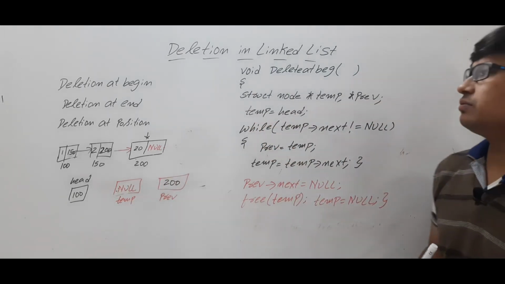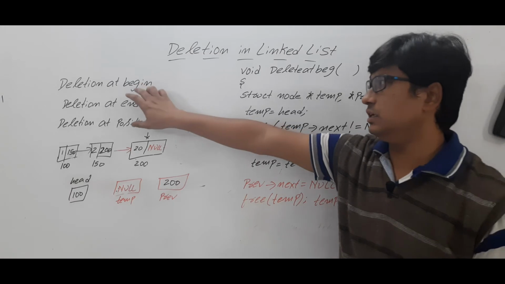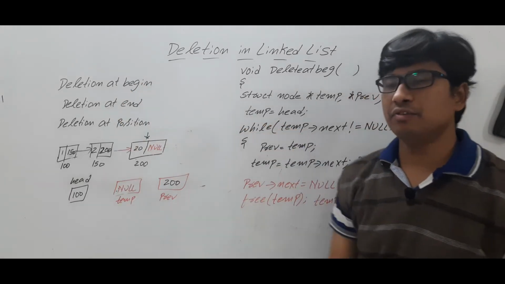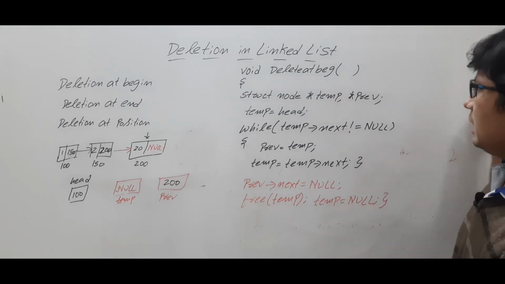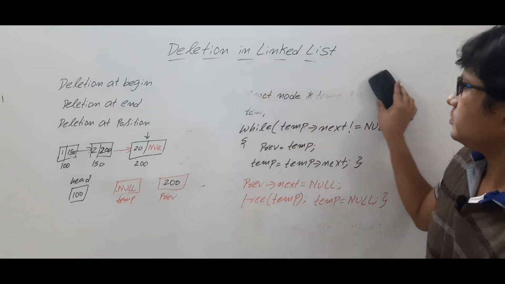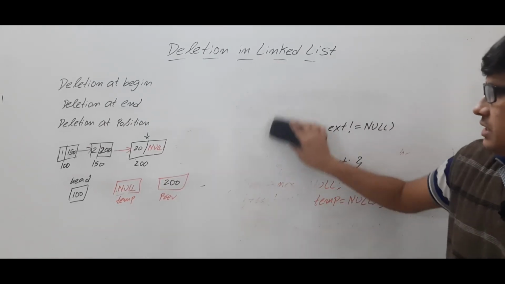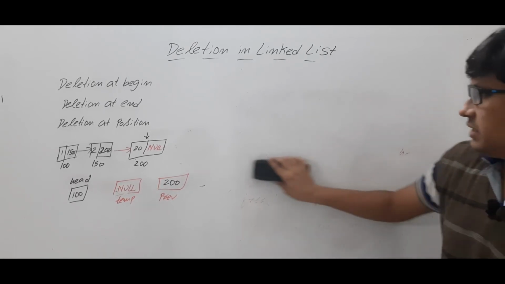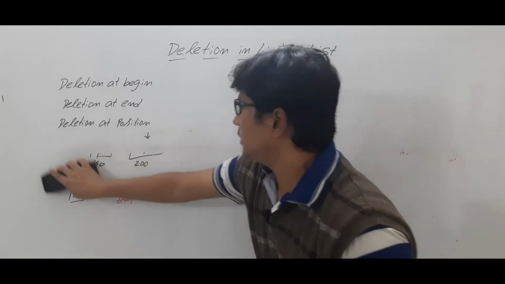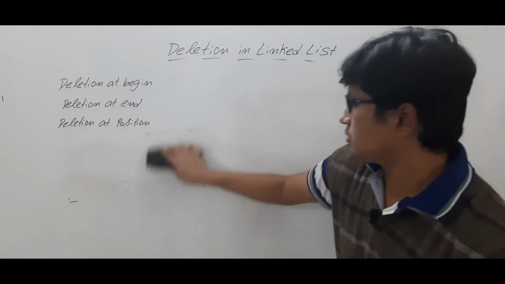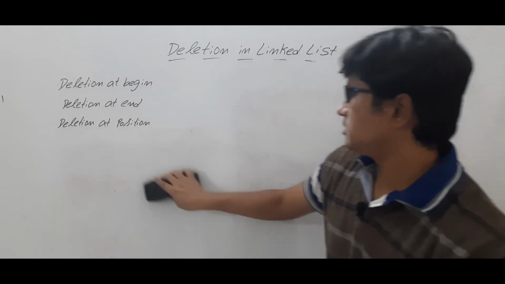So we have done the two scenarios: deleting a node from the beginning and from the end. Now I want to delete a node from a particular position. Let me erase this so that I can use this space to explain the next scenario. Let me take a linked list and discuss the solution for you.